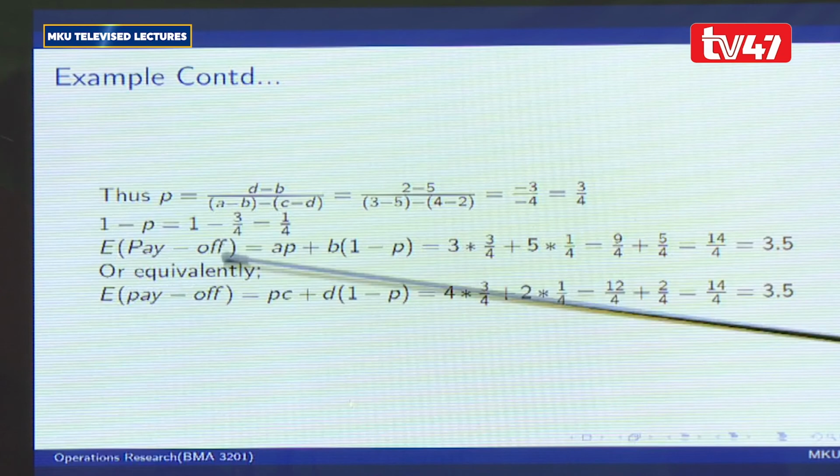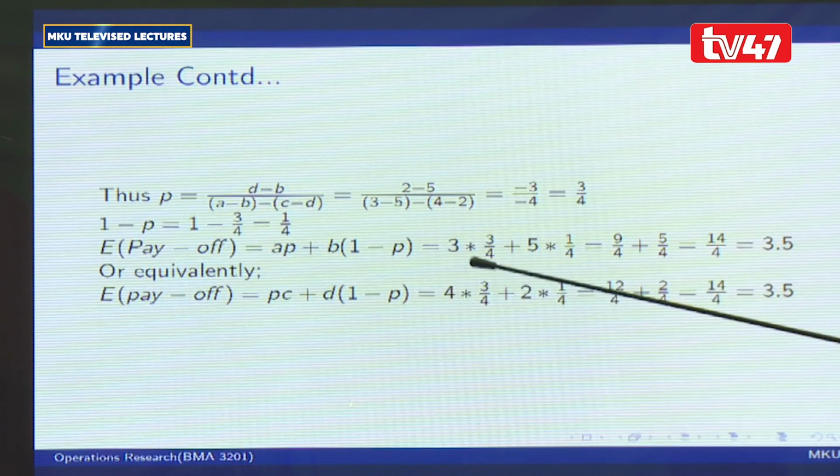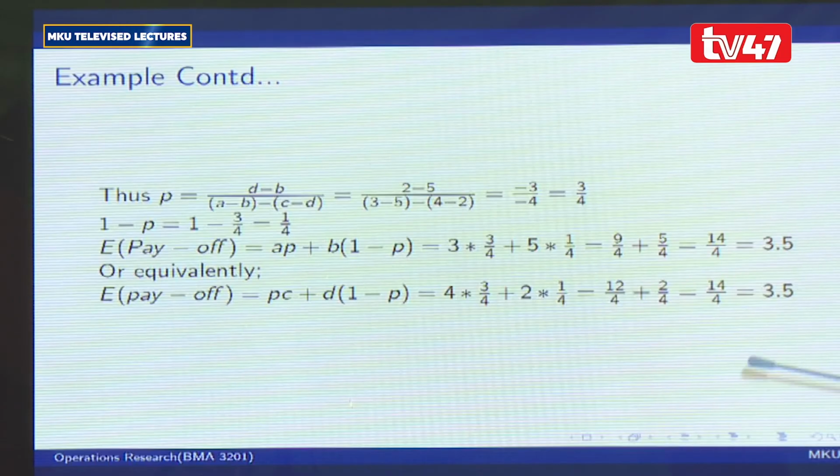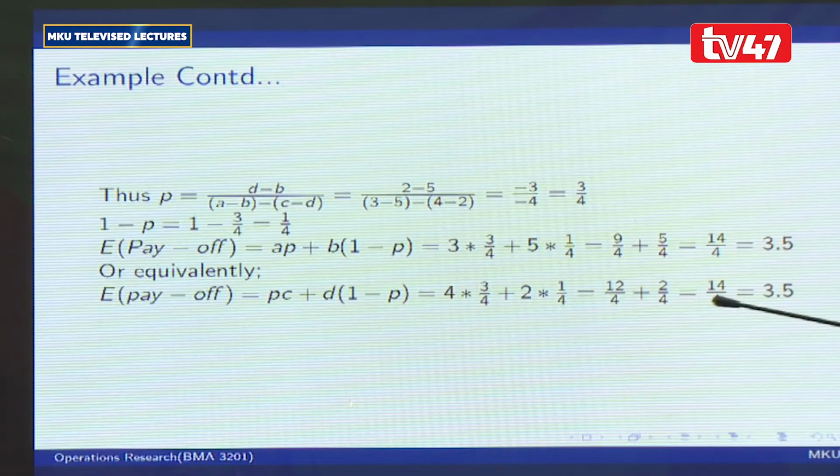Then the expected payoff from the original expression is A times P, which is this. We get 3.5. Or equivalently, you can select the other strategy selected by A. So we have P times C, then D times 1 minus P. Again, you get 3.5. Something important to note is that we are getting the same value for each case.